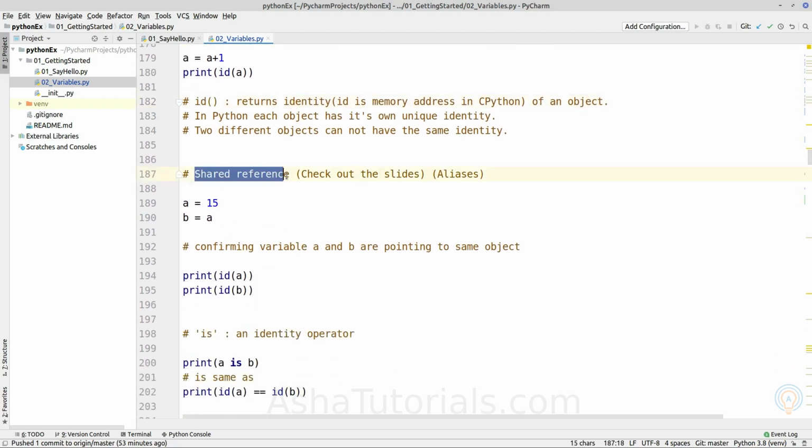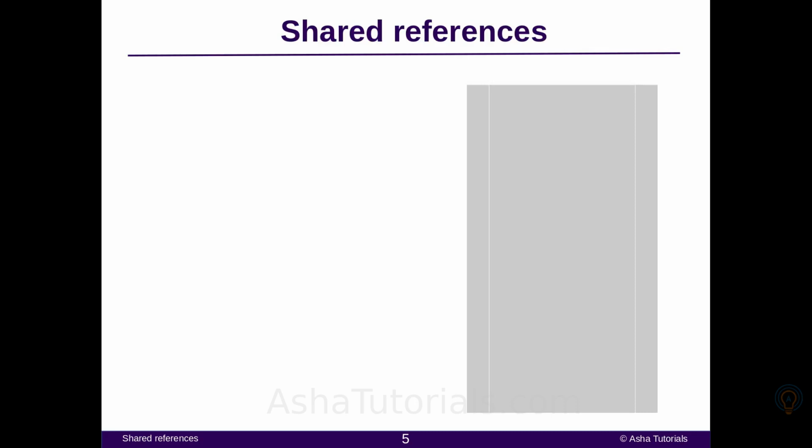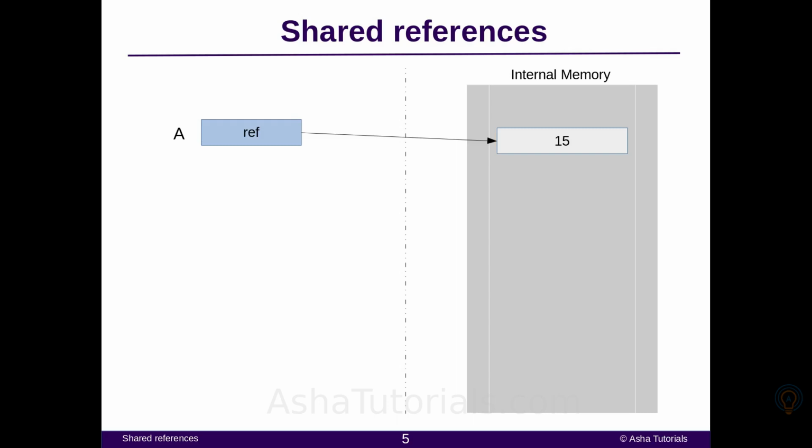Next topic is shared reference. So what happens when we are assigning a variable to a variable? For that, we'll go to the slides. So first, variable a is initialized with value 15. So now currently variable a is pointing to the integer object which is holding value 15. Now what happens when we execute the statement b equal to a?